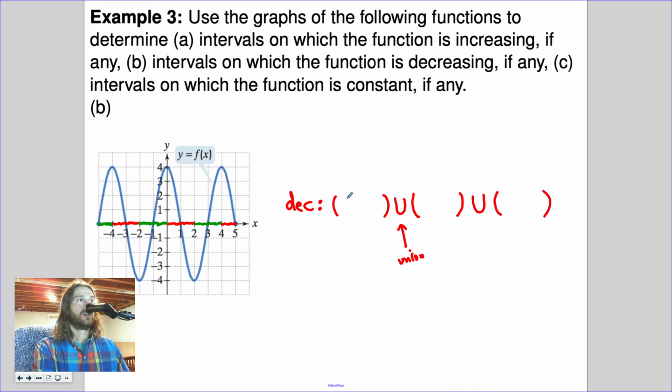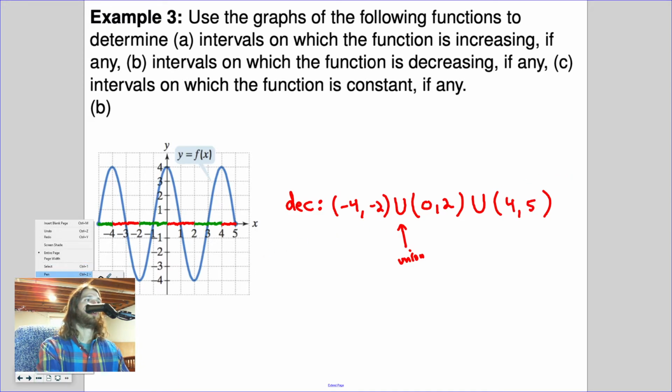Okay, so you're going from -4 up to -2. That's our lower bound for this first interval. And then from 0, this is where we're decreasing from 0 to 2. And then the third one is a little bit shorter, from 4 to 5.